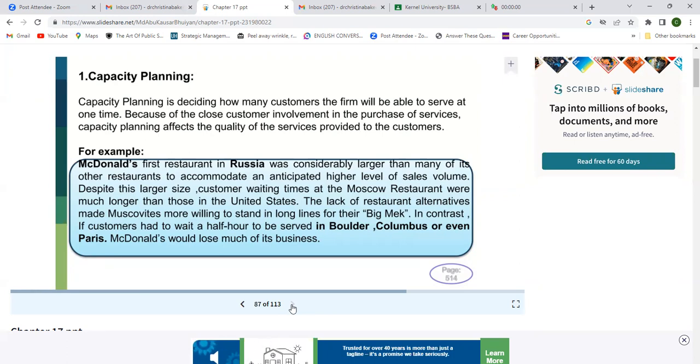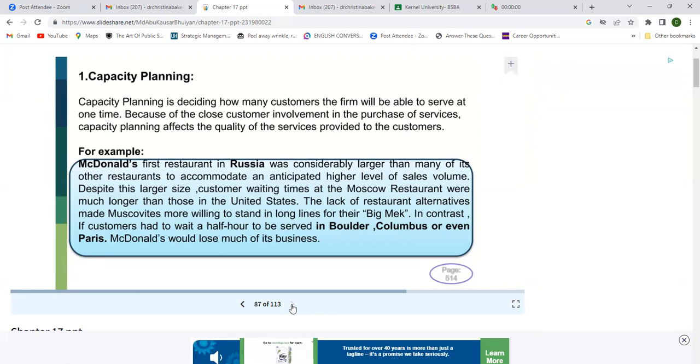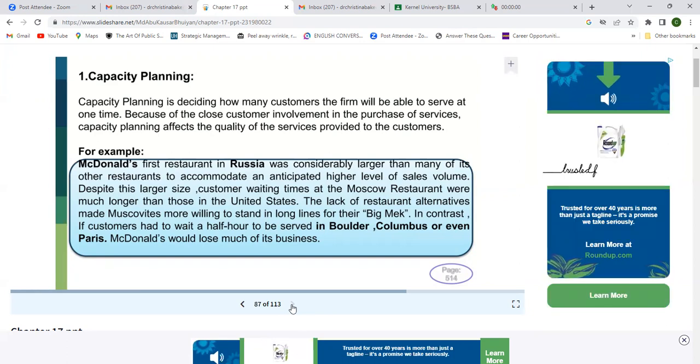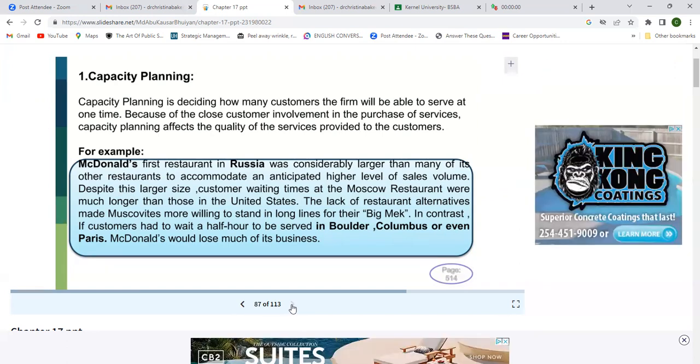Despite the larger size, customer waiting times at the Moscow restaurant were much longer than those in the United States. The lack of restaurant alternatives in Moscow made customers more willing to stand in line for the Big Mac. In contrast, if customers had to wait in line to be served in Boulder, Columbus, or even Paris, McDonald's would lose much of the business.